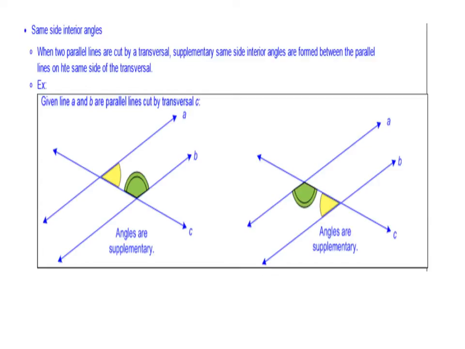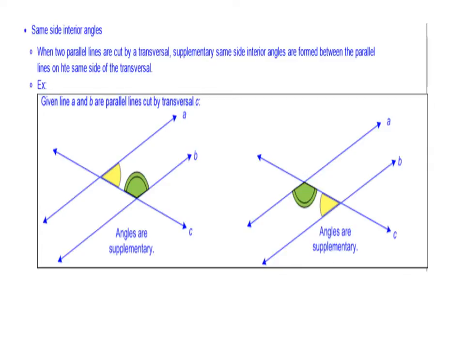Same side interior angles. And we're going to have to put all of this together, so make sure you take good notes. We have these two parallel lines, and they're cut by, or should I say intersected, we call it cut by this transversal. And when that happens, remember what supplementary means, same side interior angles are formed between the parallel lines and on the same side of the transversal.